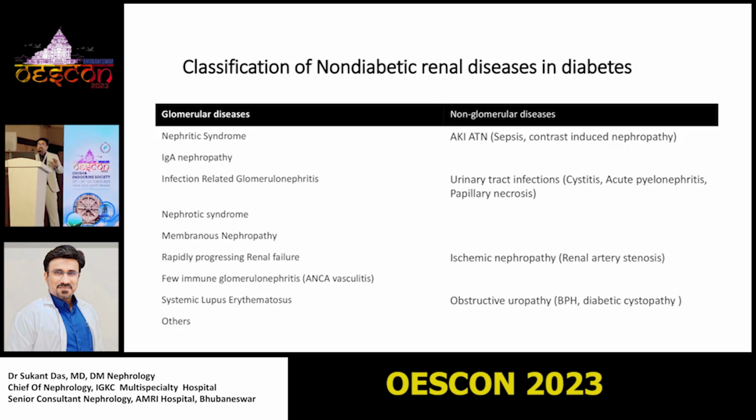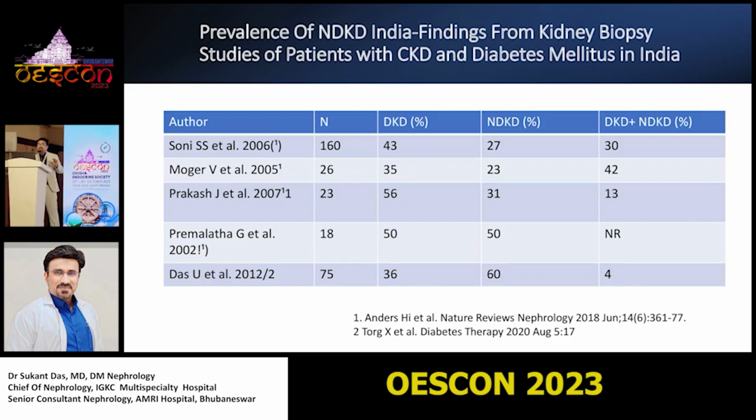So whether it's glomerular or non-glomerular, these days, with the advent of better management of diabetic kidney disease or overall better management of glomerular diseases, we are finding more and more causes of non-diabetic, non-glomerular diseases as a cause of non-diabetic kidney disease. Whether in studies in India or across the world, the incidence of non-diabetic kidney disease varies from 40 to 60% in patients with diabetes and kidney disease.